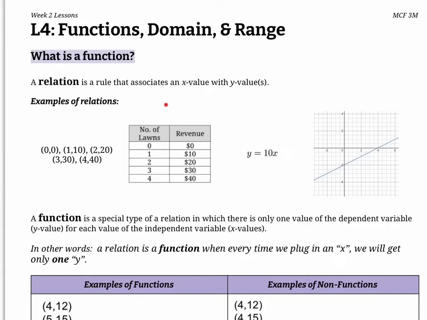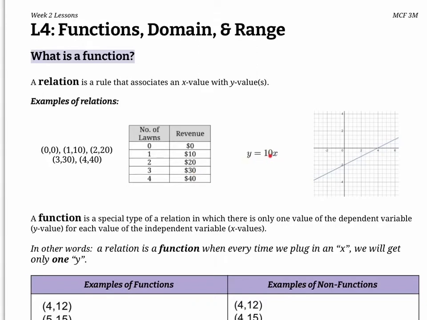So here, a relation could also be, instead of just a set of points, it could be in a t-table. So here, instead of x, we have the number of lawns. So when someone has mowed one lawn, they've made $10, and 4 lawns, $40. So we've got an x, and it's related to one or more y's.